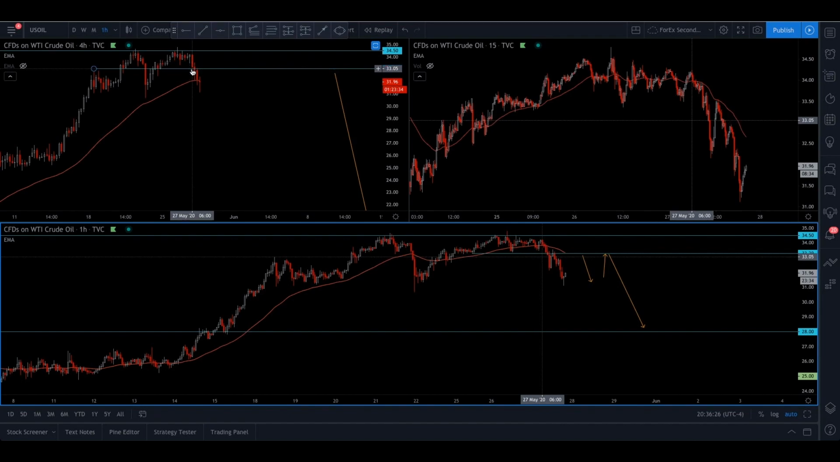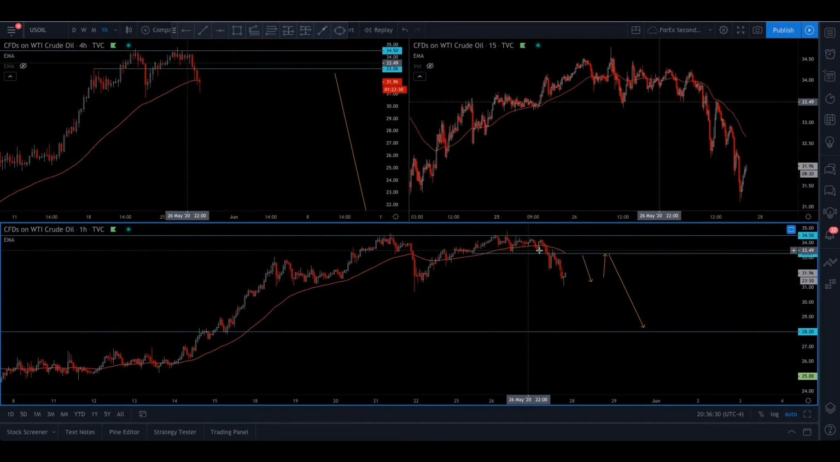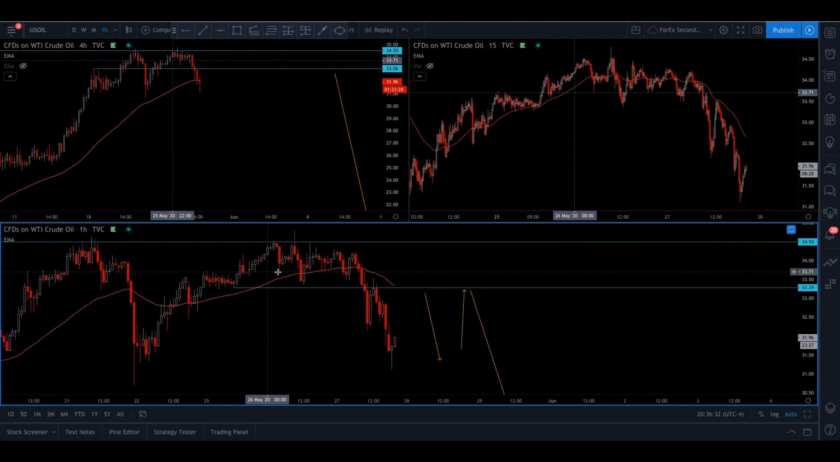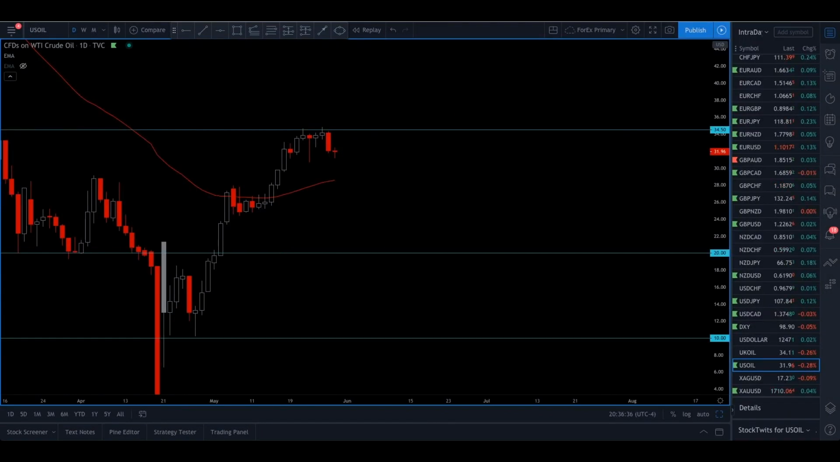The safest bet is going to be once we break and pull back to that 4-hour 50 MA. But for now, I think we can come and retest these lows over here, create a lower high, and then price continues and falls to the downside.